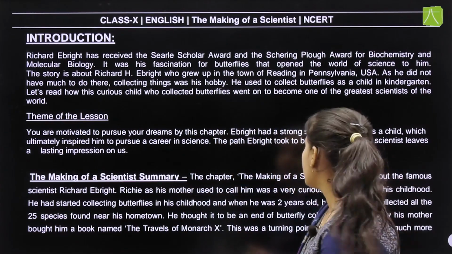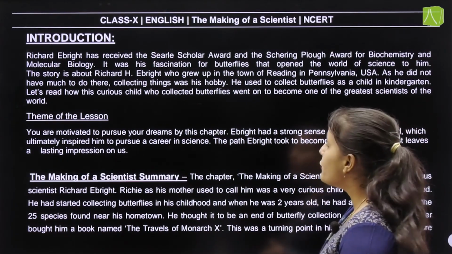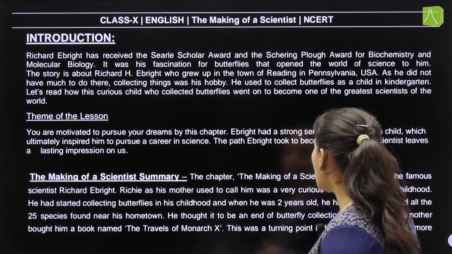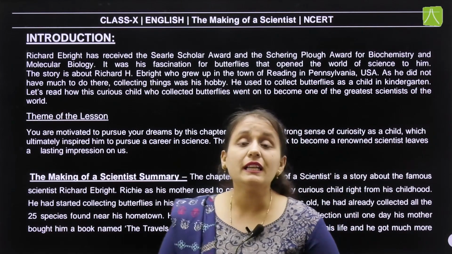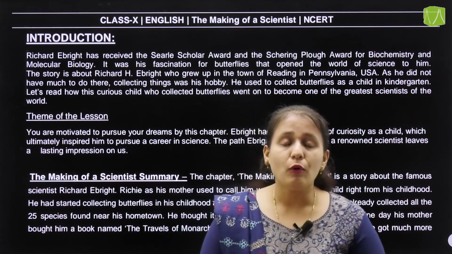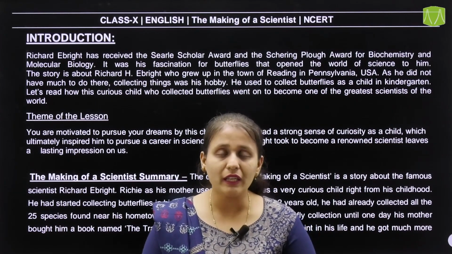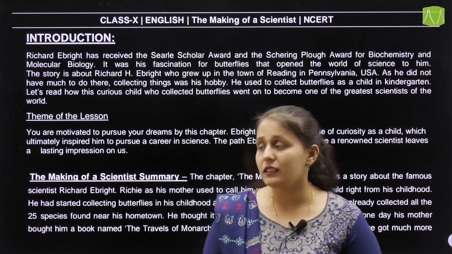The chapter, The Making of a Scientist, is a story about the famous scientist Richard Abride. Richie, as his mother used to call him, was a very curious child right from his childhood. वो बचपन से ही बहुत ज़्यादा curious थे, बहुत ही ज़्यादा उत्साही रहते थे, हर एक काम को बहुत ज़्यादा मन से करते थे. Okay, he was a very fond of kid, जिन्हें उनकी मदर प्यार से रिची बुलाती थी.